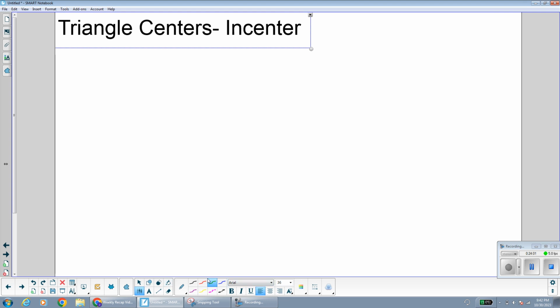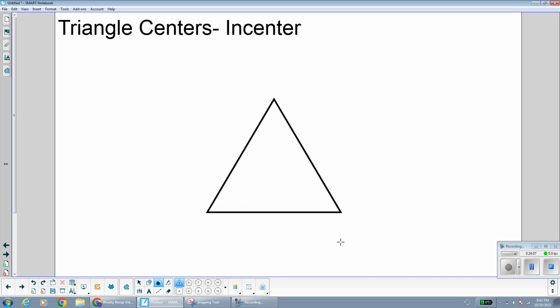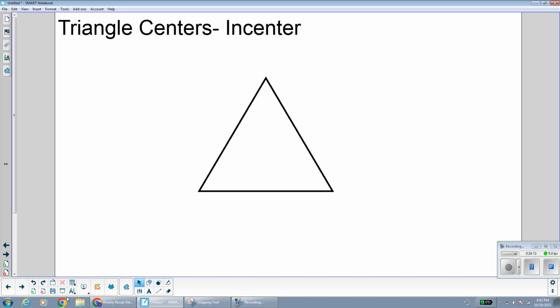Okay, now we are going to talk about the incenter of a triangle. The incenter is where the angle bisectors meet. So we're going to be doing the angle bisector construction. So I'm going to go over to one of the angles, to the vertex, and I'm going to make an arc.